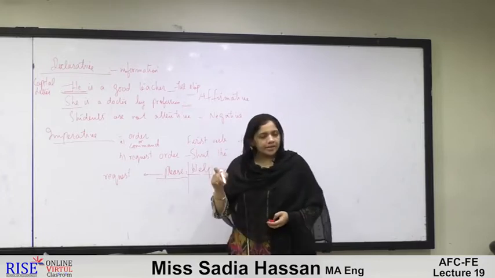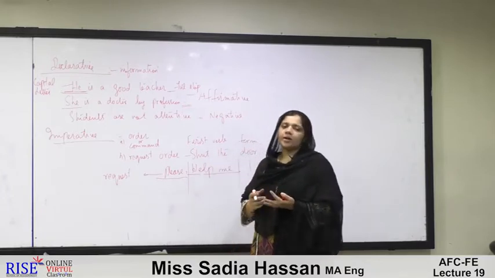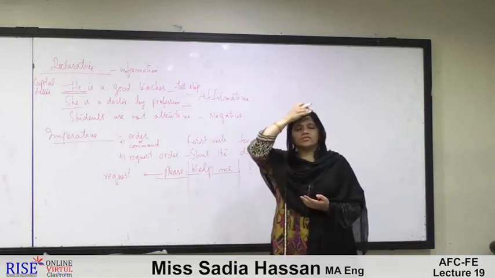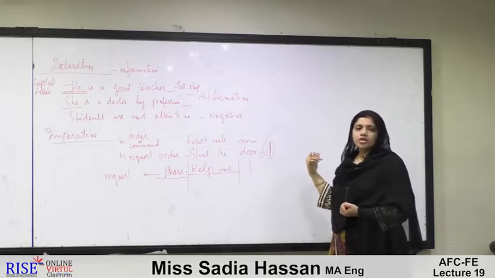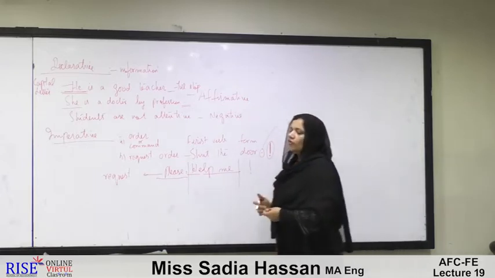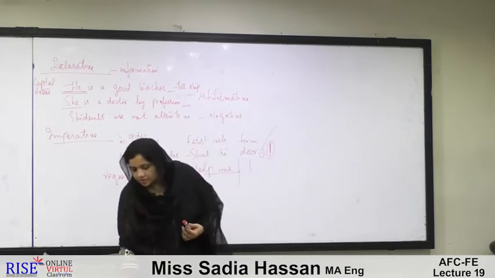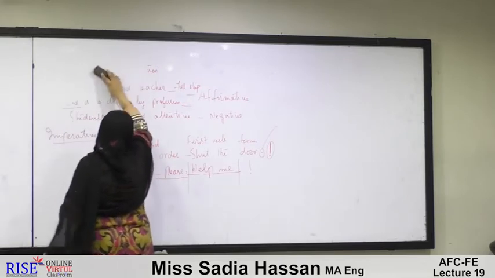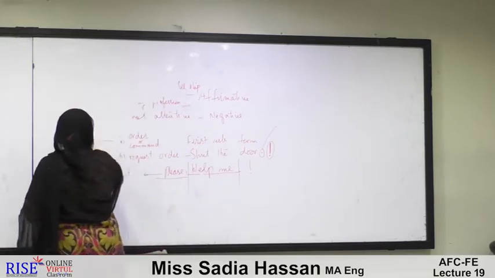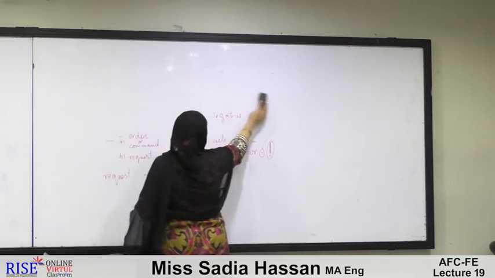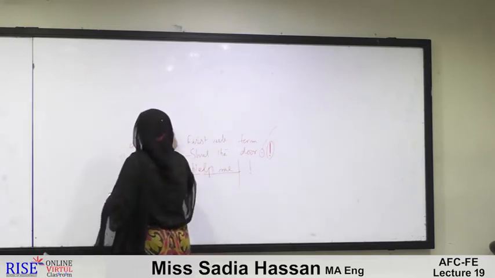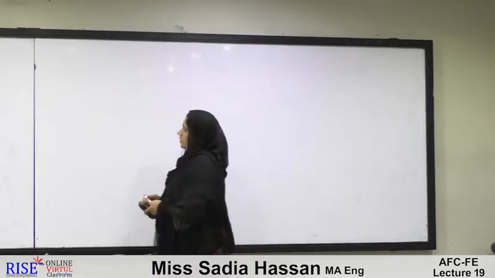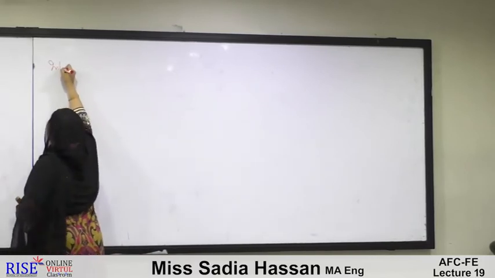So, imperative sentences represent order, command, and request, and they always start with the first verb form and end with the full stop or sign of exclamation. Now we move on to interrogative sentences. What do we mean by interrogative sentences? A sentence which raises a question is called an interrogative sentence.